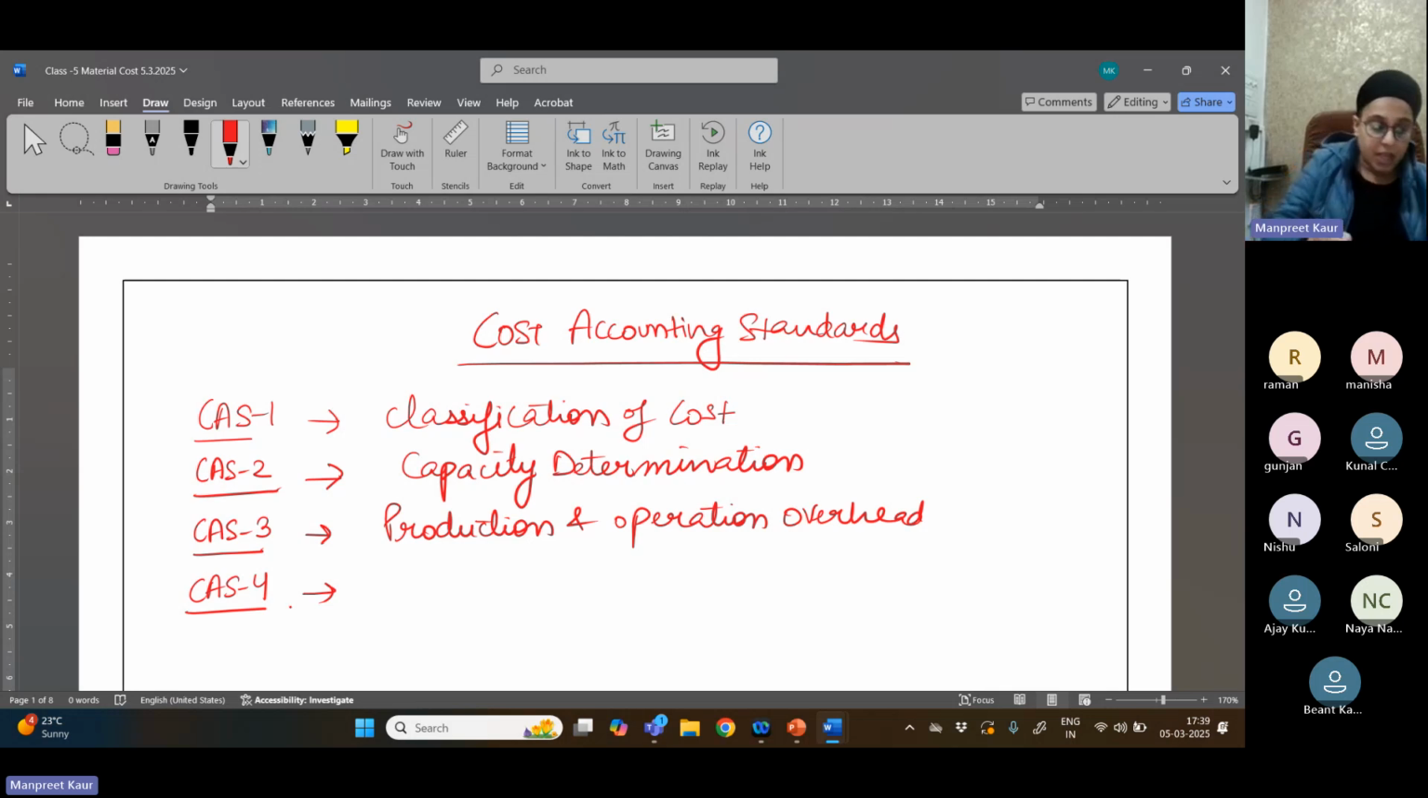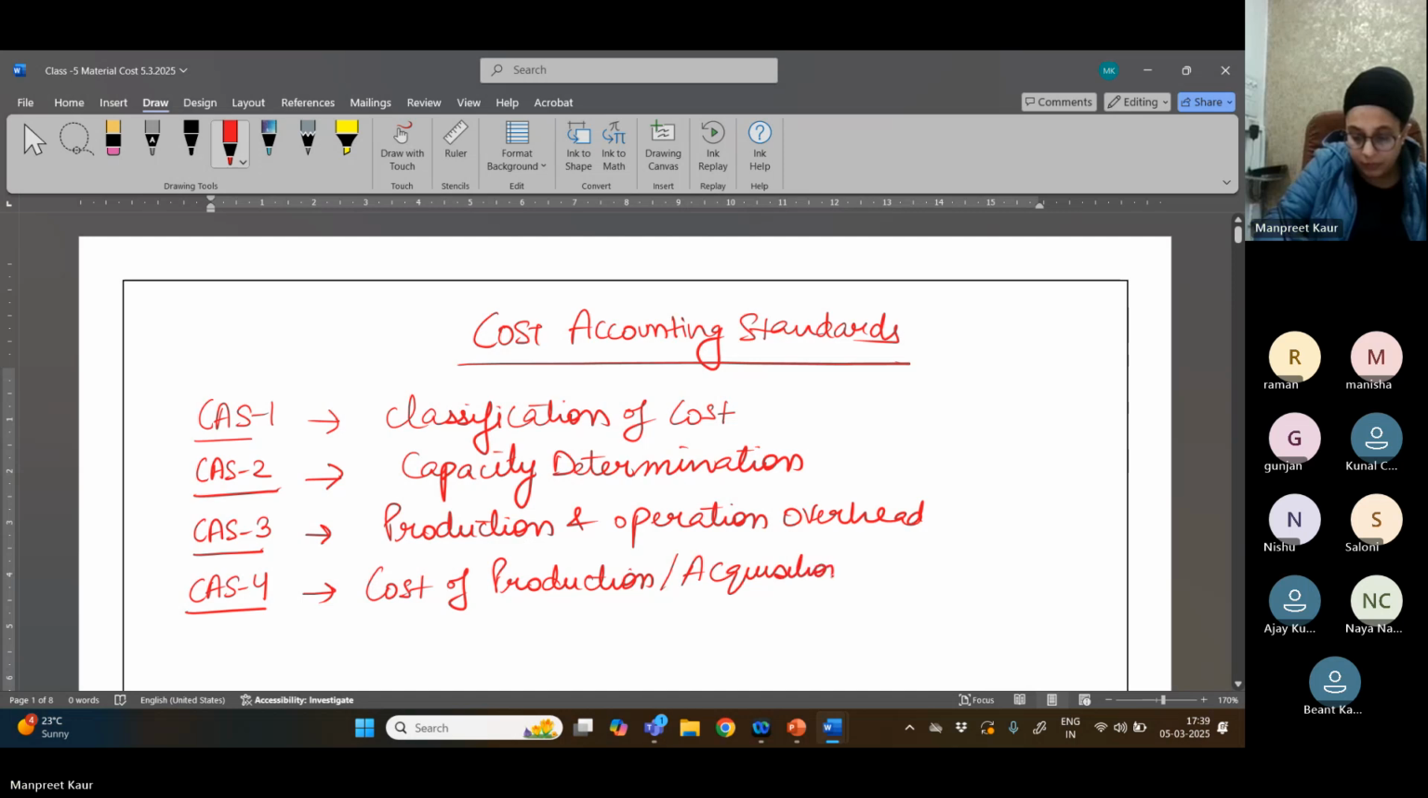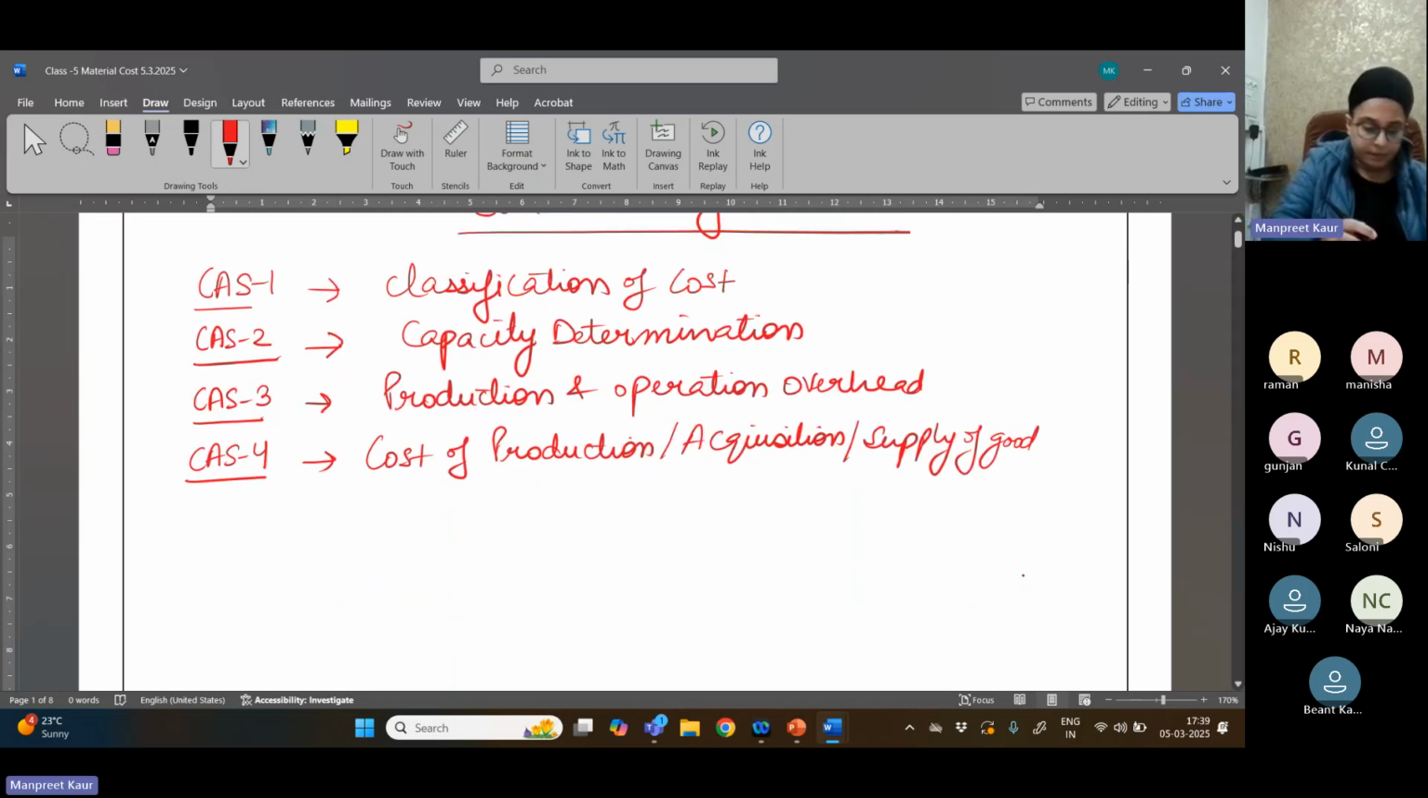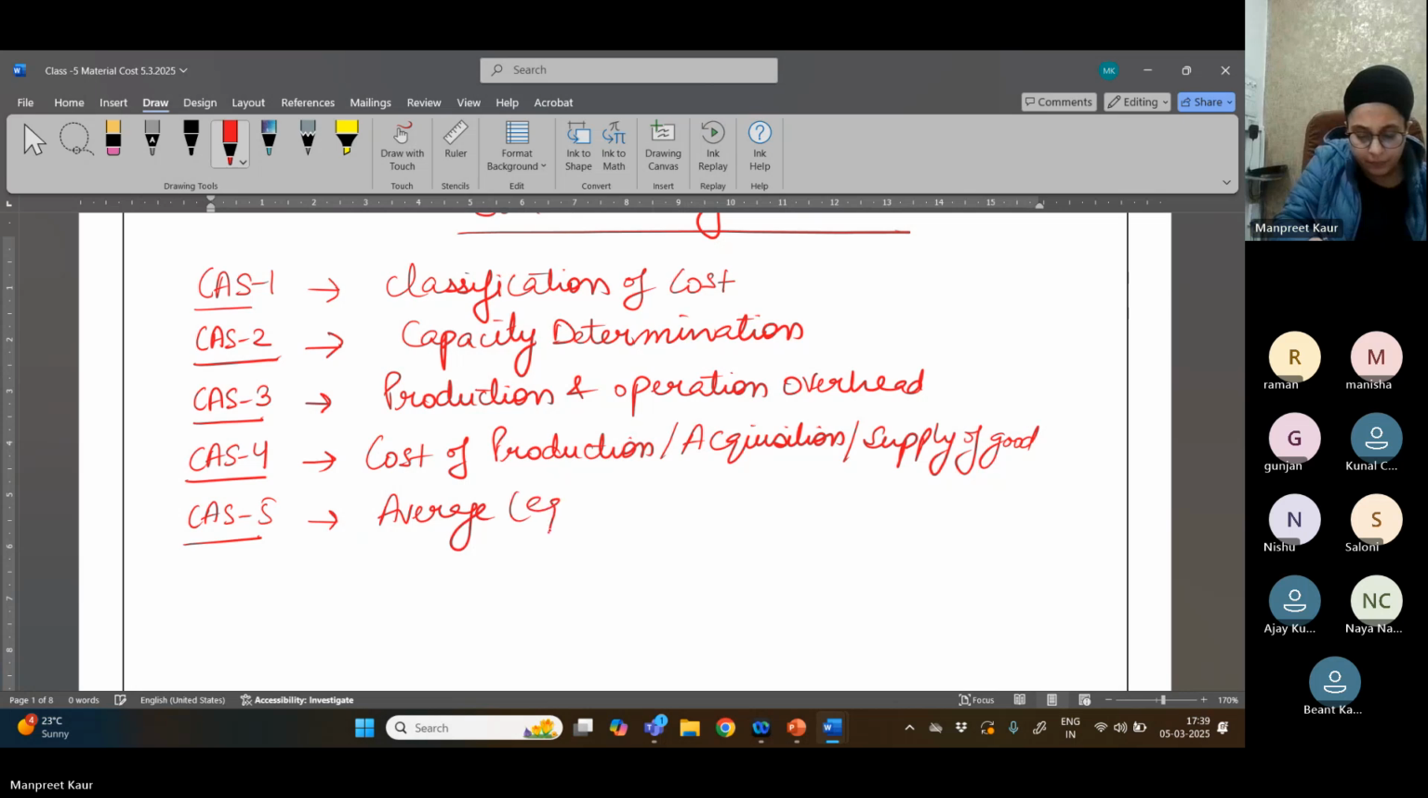CAS 3. CAS 4 is the cost of production, acquisition, supply of good. These cost accounting standards we will discuss. Next is the CAS 5. It is average equalized cost of transportation.